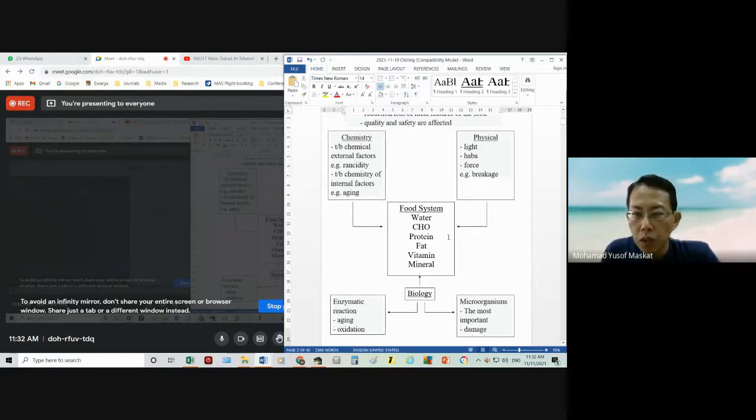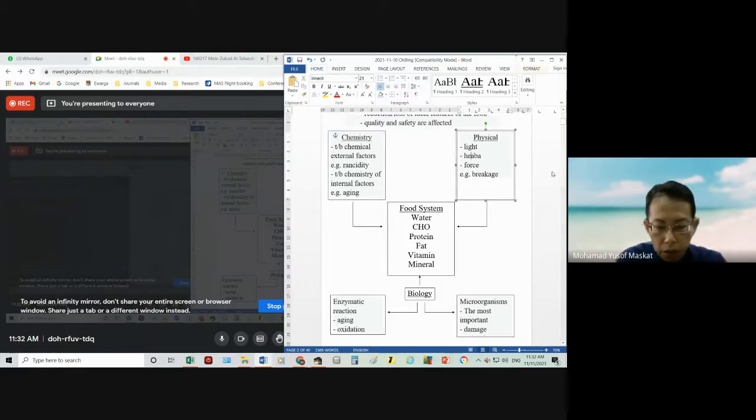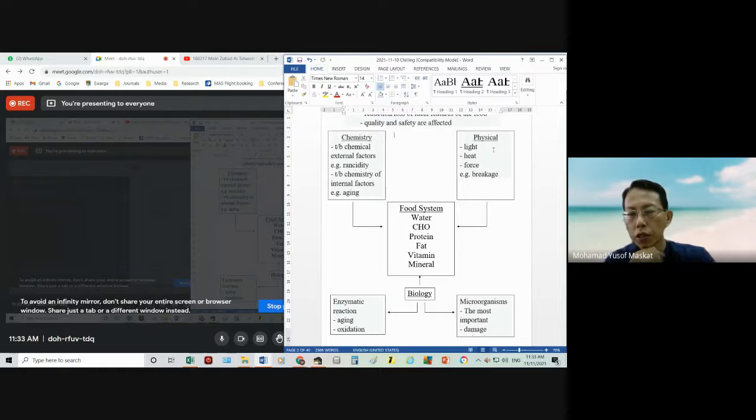This food system will always be under threat. First, for example, physical threats. Physical threats are like light, heat, and then force. Certain vitamins cannot be exposed to light, or they will degrade. And certain food products cannot experience high heat, for example ice cream. So those are the threat factors.